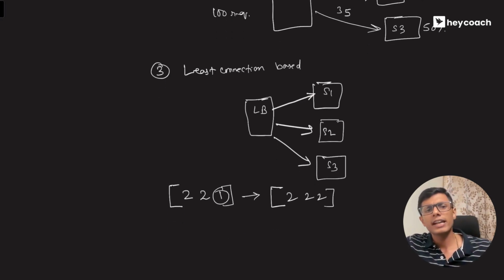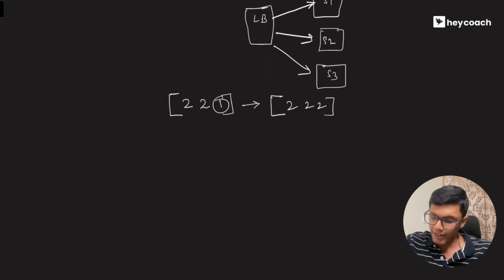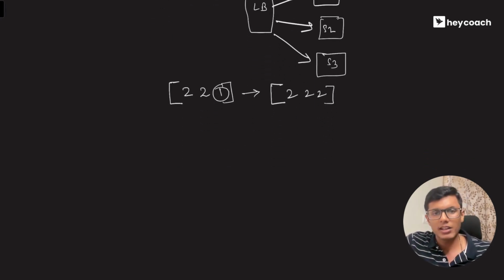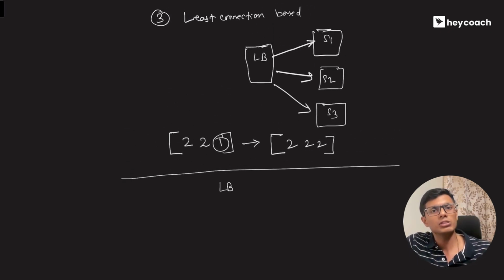So there are a lot of algorithms, and these are the most commonly used algorithms for load balancers. Now we would think of a case: the load balancer is also a single point of failure, right? What if the load balancer goes down? Then I will not be able to serve any traffic. How does that scale?